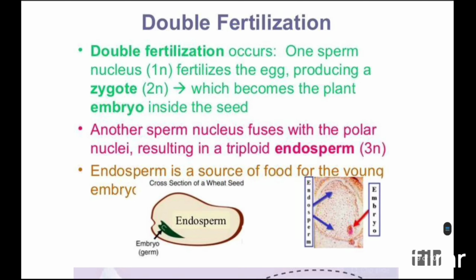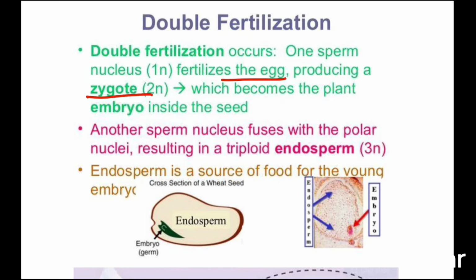So I already told you, in angiosperm plants this is called double fertilization. It occurs especially in angiosperms, in no other plant groups. Why is it called double fertilization? Because there are two male gametes, the sperms. One fuses with the egg and the other fuses with the polar nuclei, and one forms the zygote.